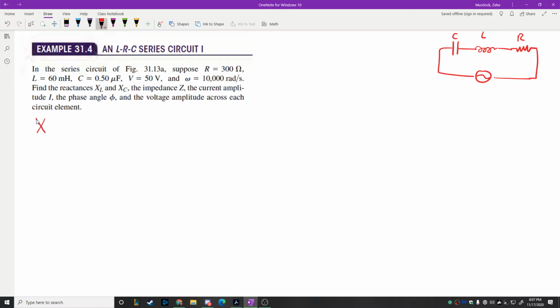Okay, so XL, that was the one that was equal to omega times L. These problems are, by the way, very plug and chug. We have a lot of relationships that we're going to use. So omega L, so we've got 10,000 times L, which is 0.06 henries.